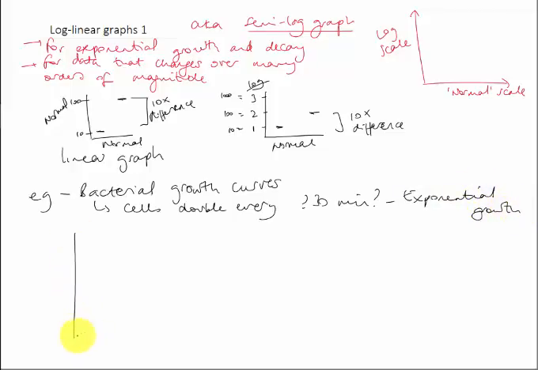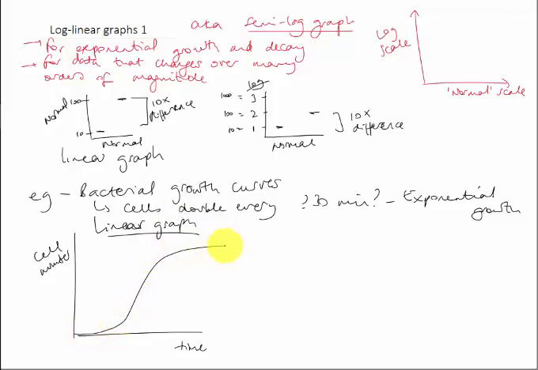So if we did a linear graph of a bacterial growth curve, what we'd see, so if we have cell number on the y-axis and time on the x-axis, so this is the linear graph, then you get a curve that looks something like this. So this is the exponential bit of the growth. This is what our exponential growth function looks like, and then it kind of flattens off. But then, and you can experiment with doing this for yourself.